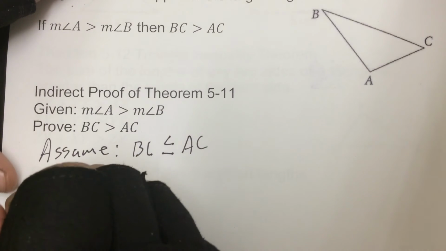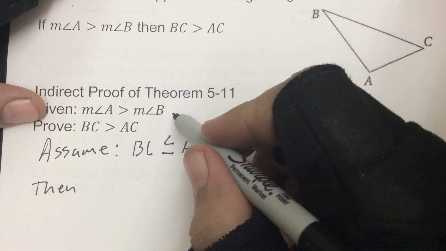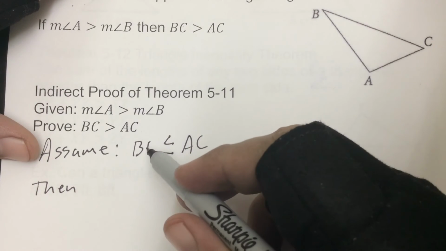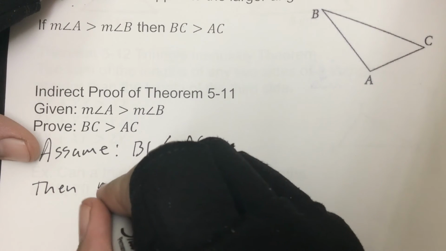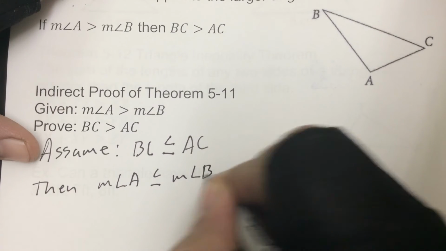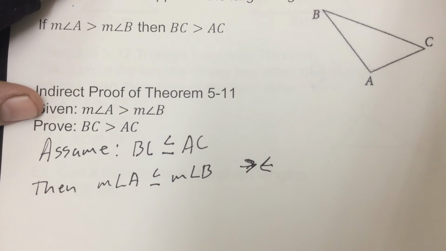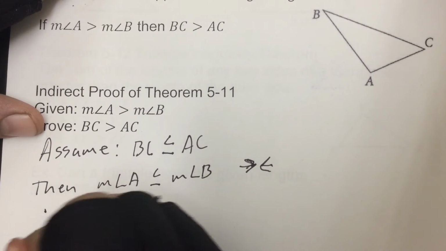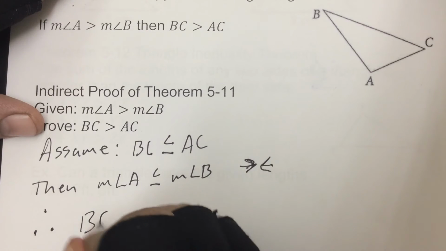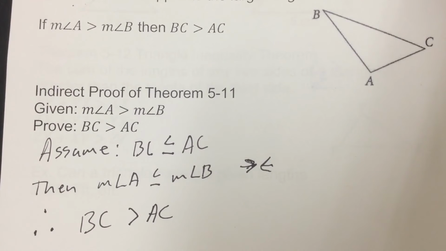So assuming that's bigger, well, the given says that angle A should be bigger than angle B. If it's the other way around, if BC is bigger, then the measure of angle A should be less than or equal to the measure of angle B, which again is our contradiction because we were given that A is bigger. So therefore, BC has to be bigger than AC. Again, indirect proofs are actually pretty nice.